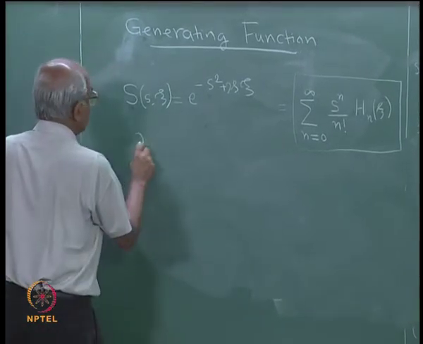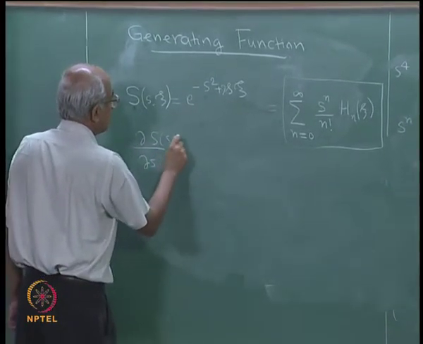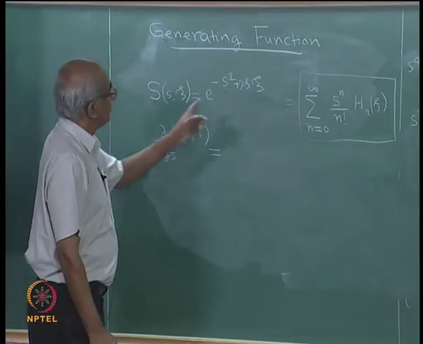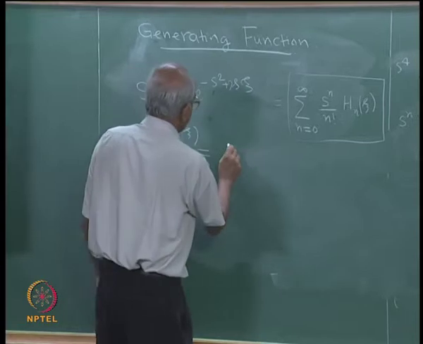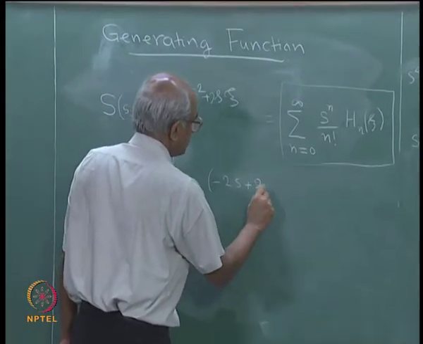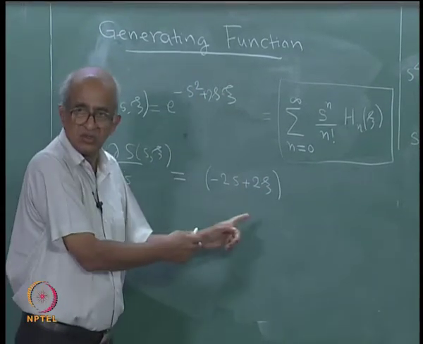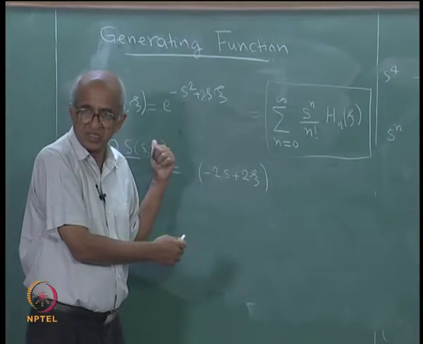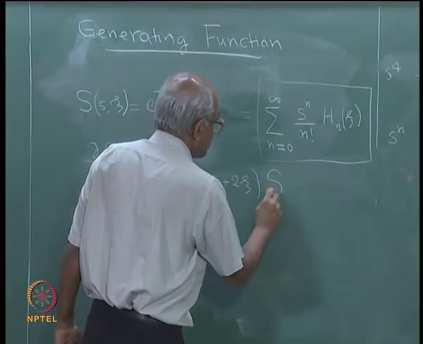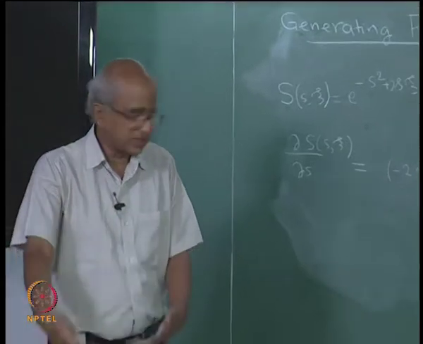So, dou S by dou S is equal to, if you differentiate partially, what will happen? You are going to get minus 2S plus 2C, right. The derivative of this exponent is minus 2S plus 2C, because I am differentiating partially with respect to S with small s into capital S, right. Procedure is just the same as before.